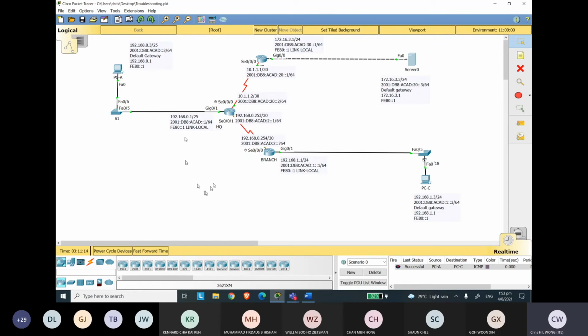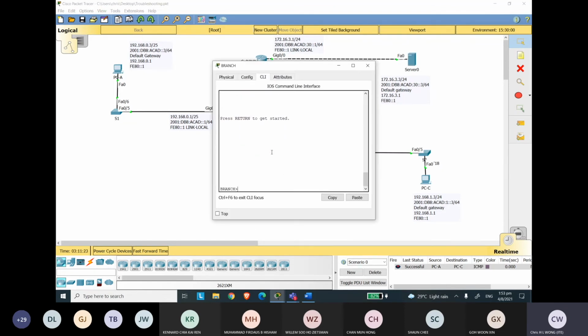Number one, the ISP is already checked. The HQ router is already checked. Now I want you to go to your branch router. Everybody, slowly. Go to your branch router. I want you to check whether the IP address is correct. Use the command show IPv6 interface brief again. So everyone, you can see that we use the same thing, right?